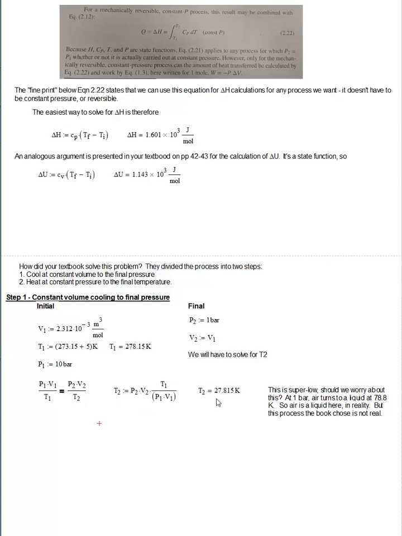This might be something else that, if you start to think about it a little too much, may cause you some problems, but it's something that, fortunately or unfortunately, depending on how you look at it, thermodynamics doesn't really care about. This is a really low temperature, really low. In fact, at 1 bar, which is the pressure that we're at, air turns into a liquid at almost 79 degrees Kelvin. So this air is liquefied. Is that a problem?